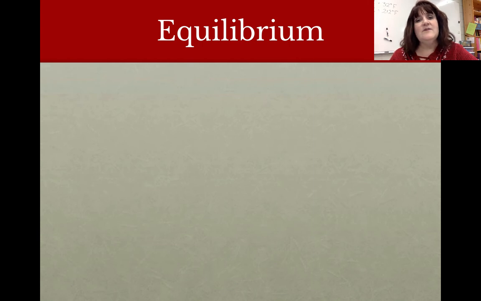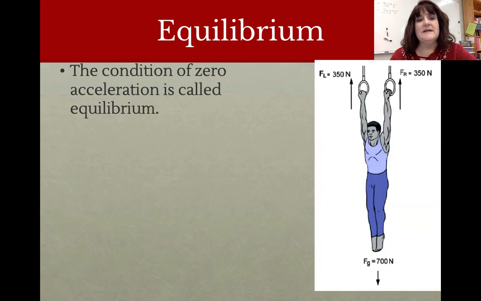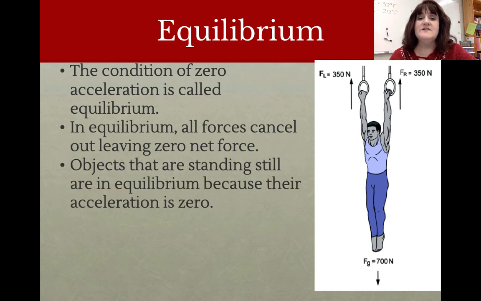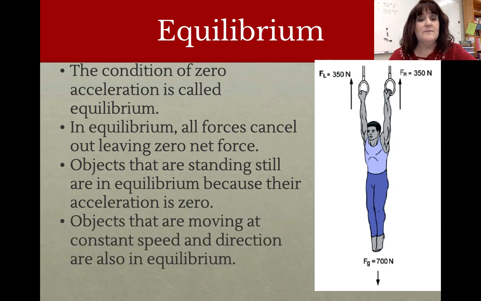Now let's talk about equilibrium. Equilibrium is the condition of zero acceleration. In equilibrium, all forces, up and down and left and right, cancel out, leaving zero net force. Objects that are standing still are in equilibrium because their acceleration is zero. Objects that are moving at a constant speed and direction are also in equilibrium because their total net force is also zero.